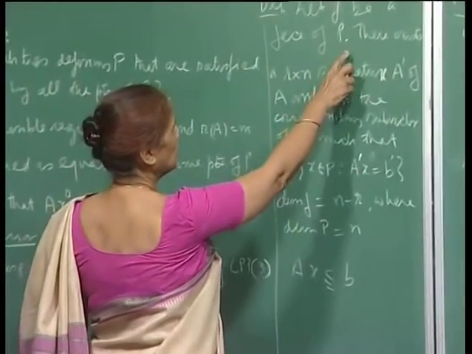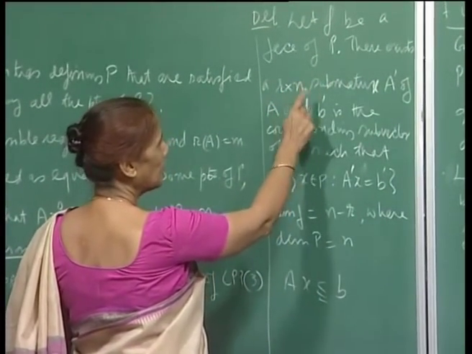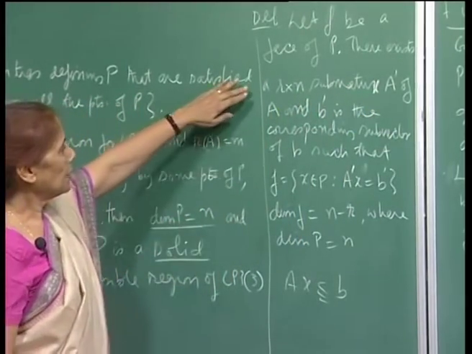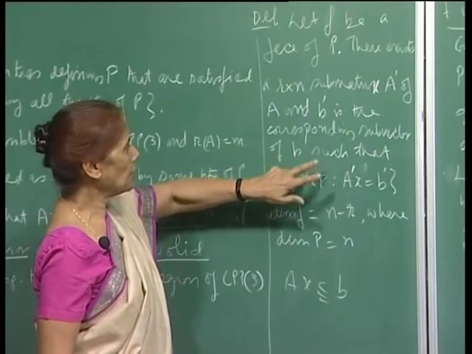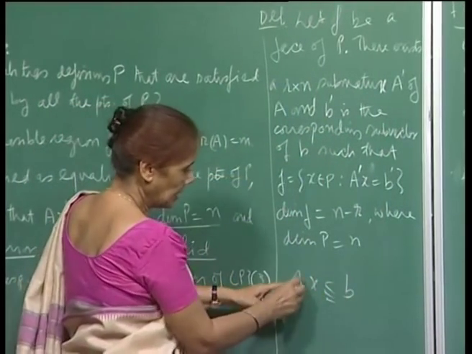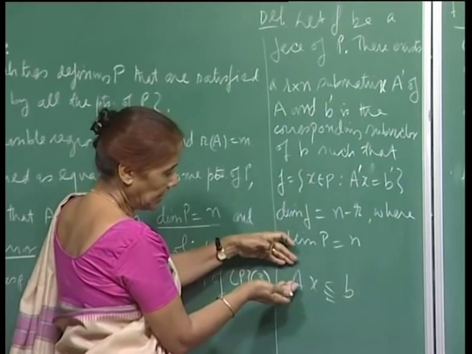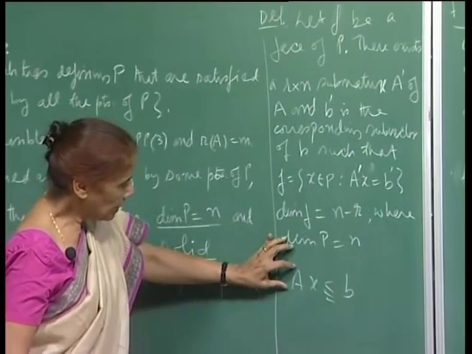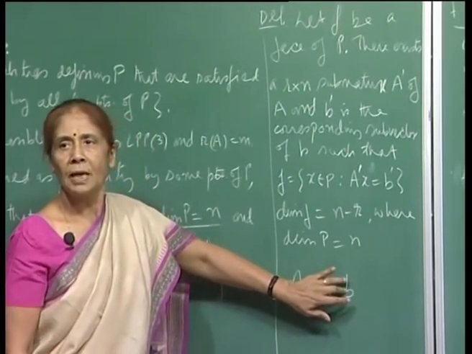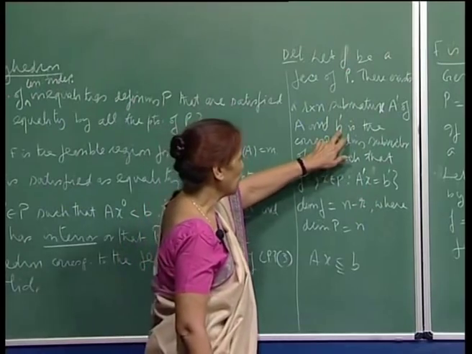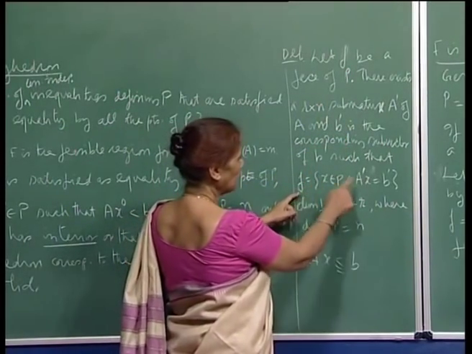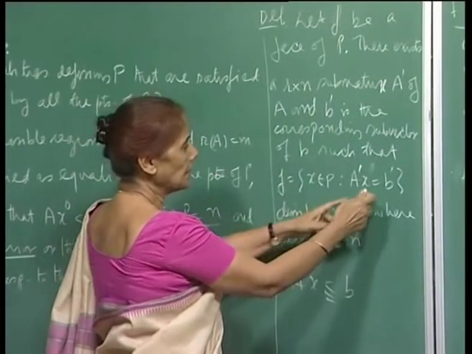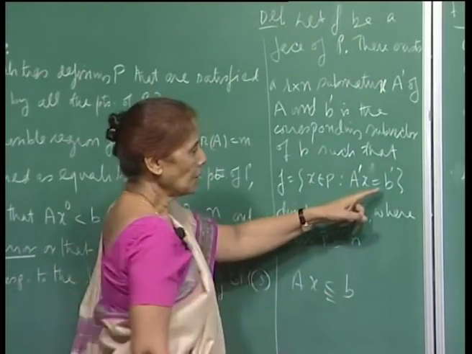If F is a face of P, then there exists an R by n submatrix A prime of A. That means you take some R rows of A, and B prime is the corresponding subvector of B. That means if I take the first R rows, then I will take the first R components of B, or whichever R rows I take from A, the corresponding components of B I will take. So that comprises B prime. Then F can be described as the set of all points which satisfy these R inequalities as equalities, so A prime x is equal to B prime.